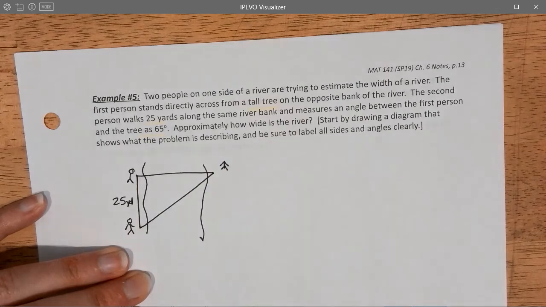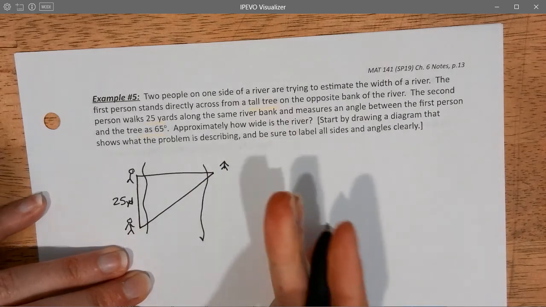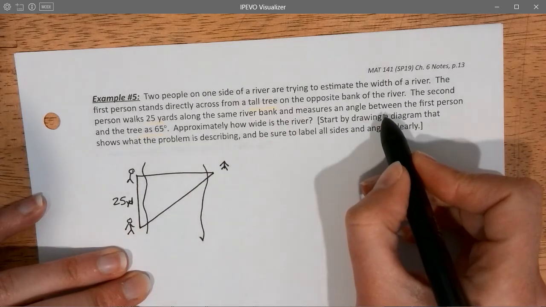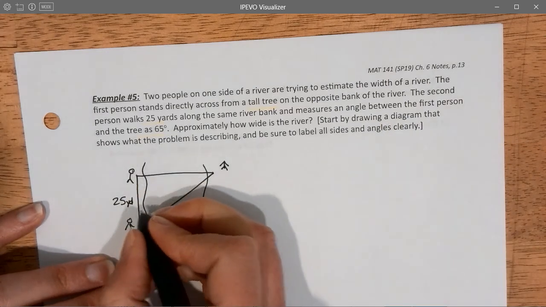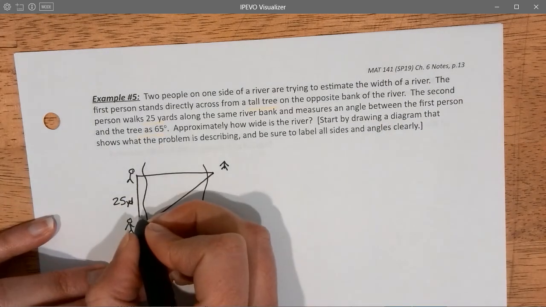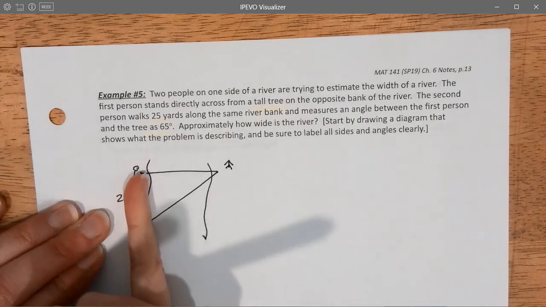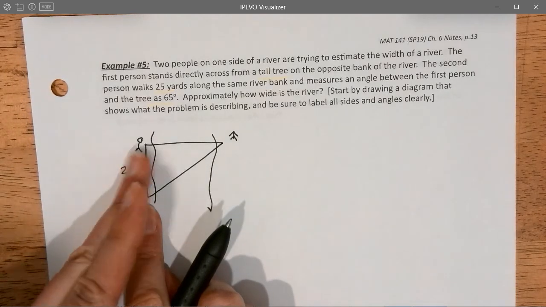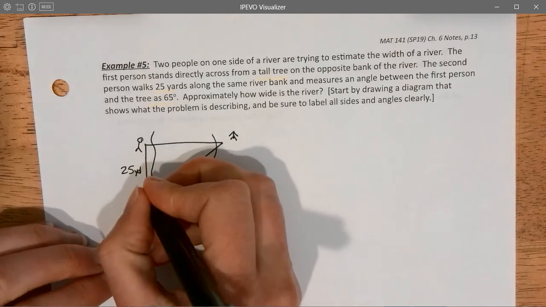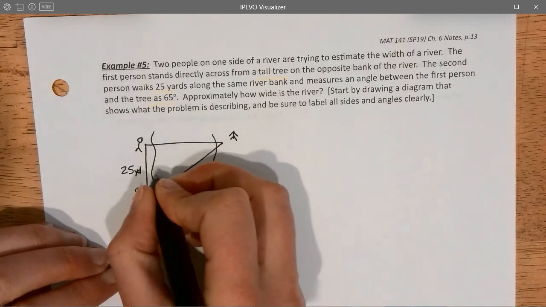measured the angle between the first person and the tree. So they have a protractor in their hand, they're measuring the angle when they're looking at person 1 and person 3, what the angle is. They're measuring this angle as about 65 degrees.